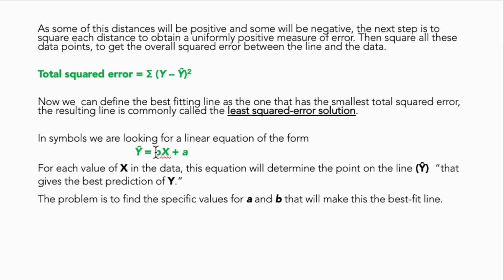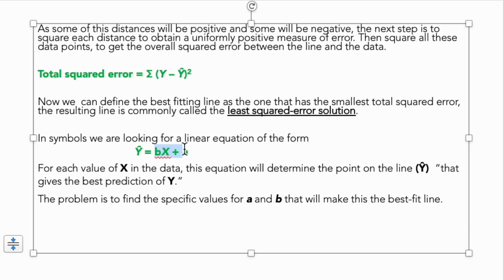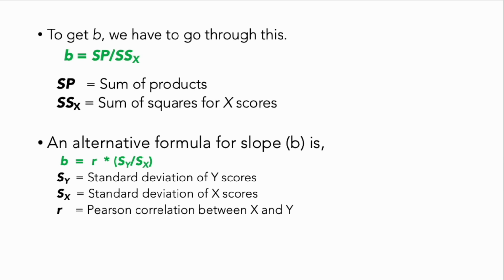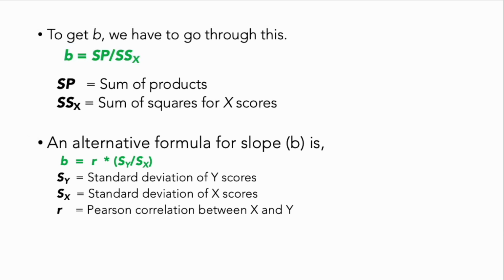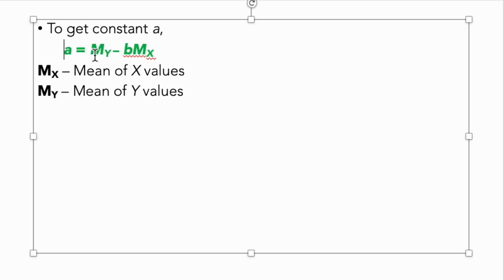But before we find the corresponding y hat value for every y, we need to determine what b is and what a is. To determine a and b, there's an equation. b can be found through the sum of products divided by the sum of squares of x. The sum of products can be calculated pretty easily, and the same applies for the sum of squares of x as well. There's an alternative formula as well, but this alternative formula requires you to have the Pearson correlation, so I'm going to stick to this one because it can easily be calculated. And then for a, the equation is mean y minus slope times mean x.